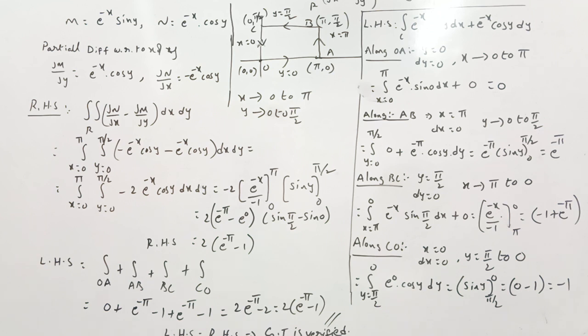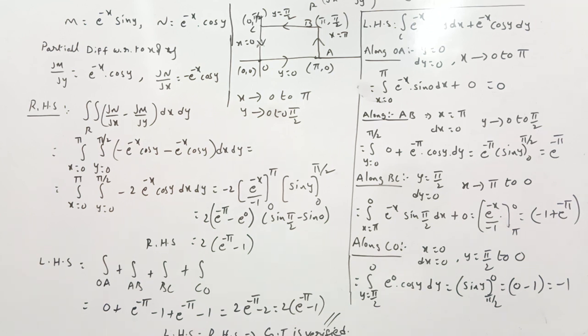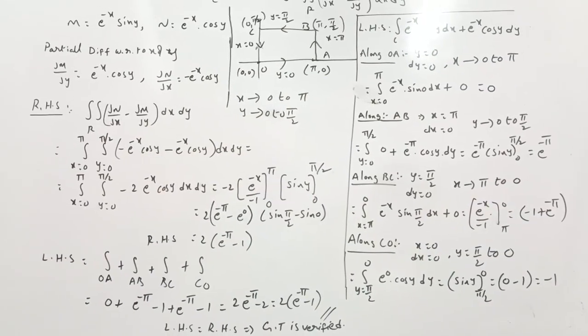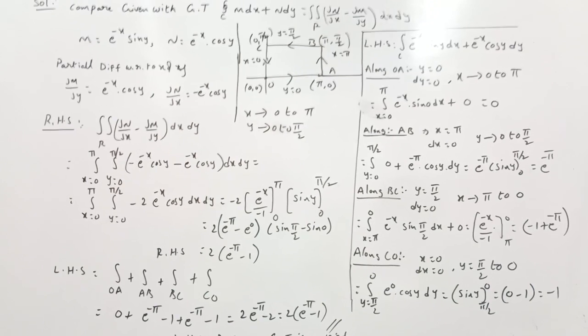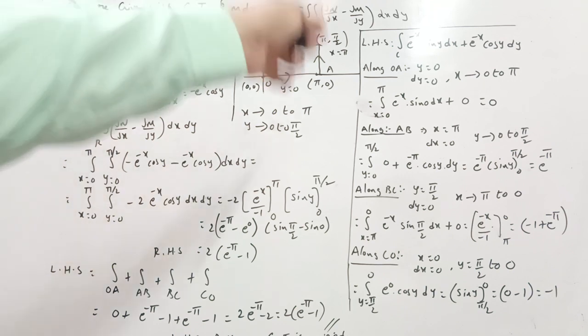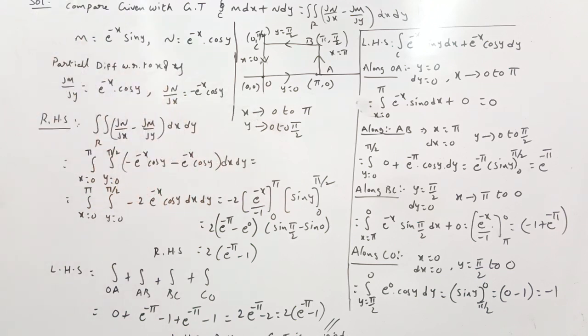Green's theorem is verified. So like that, you have to solve this very important problem, Green's theorem. We already did two or three problems, and this is one more. To solve it, first we have to compare with Green's theorem and find the values of M and N, then dou M by dou y and dou N by dou x. Solve the right hand side, then the left hand side. You can solve either side first, the left hand side or the right hand side. But at the end, what we have to show is that LHS is equal to RHS. That's it.